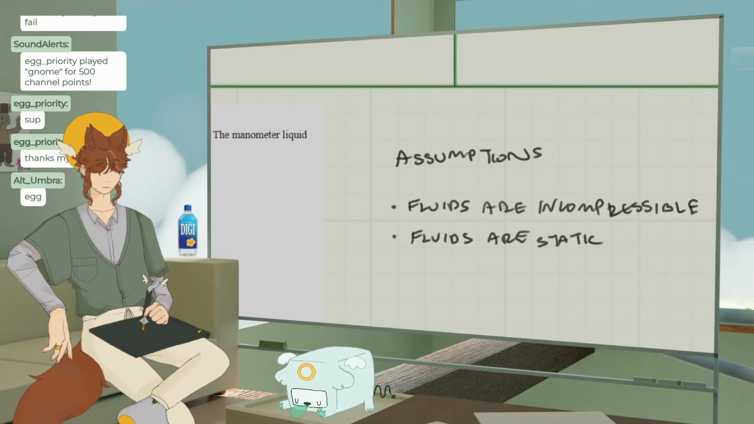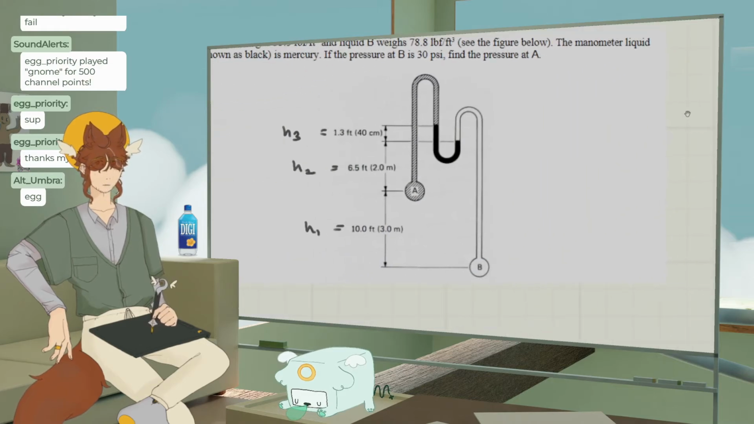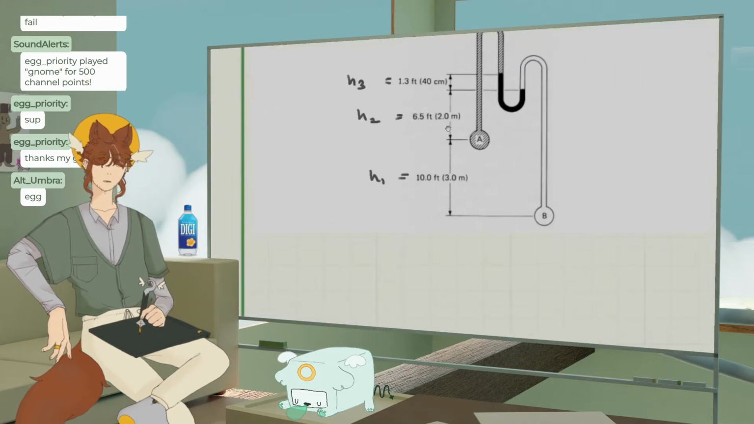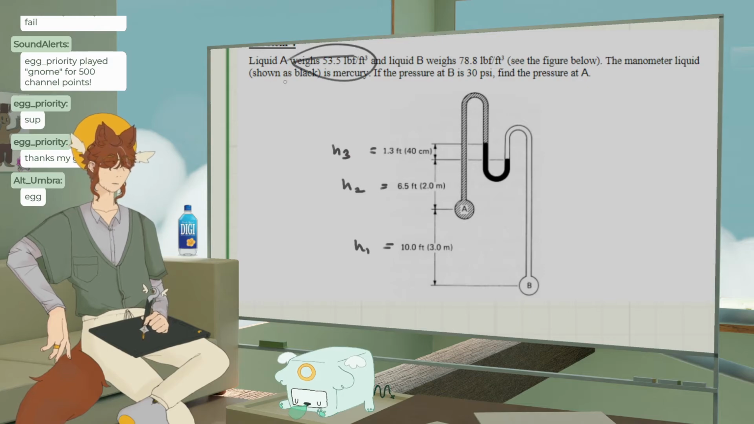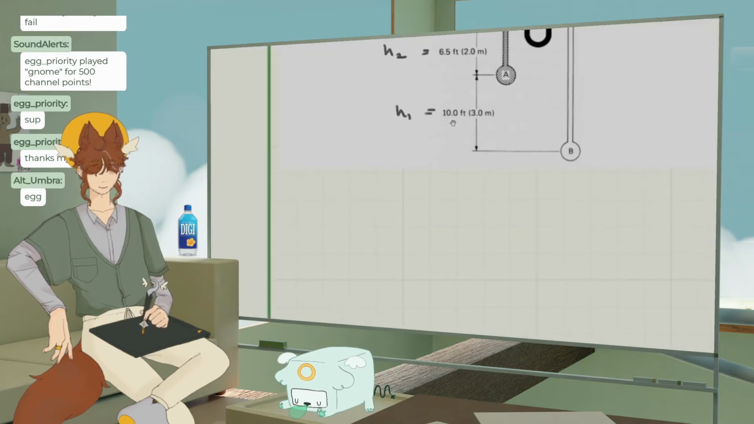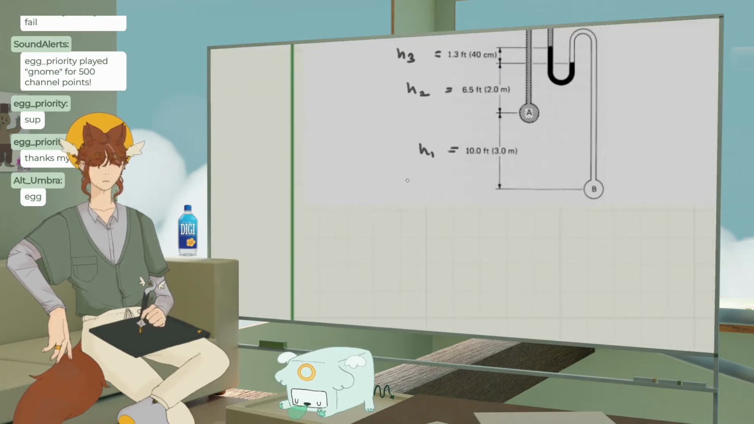Okay. Actually, do they need to be incompressible for this to be true? Yes, because we have to say their densities don't vary. But, yeah, I mean, saying it weighs one number means that its density doesn't vary, but whatever, okay. That's fine. All right, so let's say what is the pressure at B?